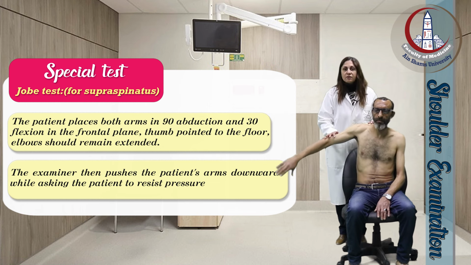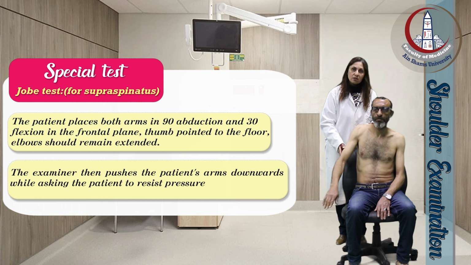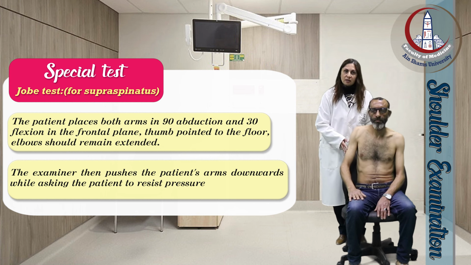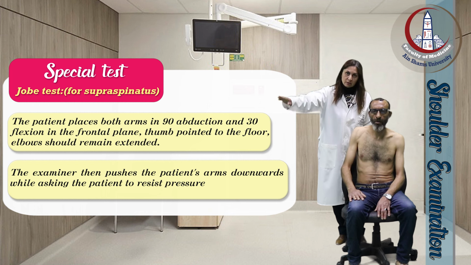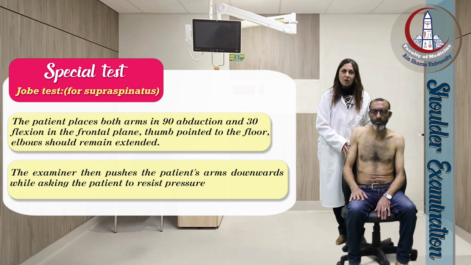If there is any pain within this maneuver, this identifies pathology in the supraspinatus muscle. The importance of the rotation we did, the 30 degree internal rotation, is to isolate the action of the deltoid so that we are checking only for the supraspinatus.